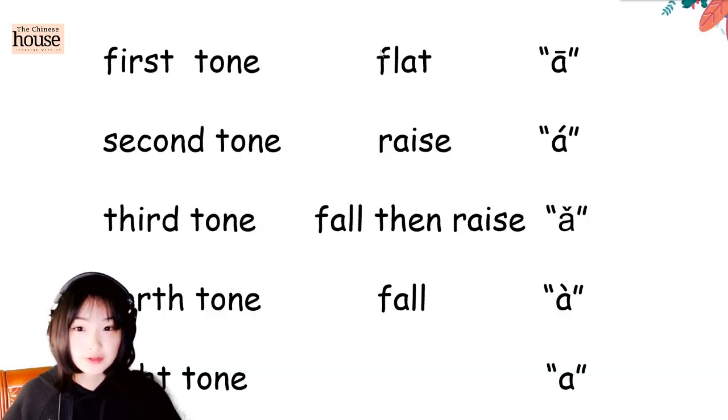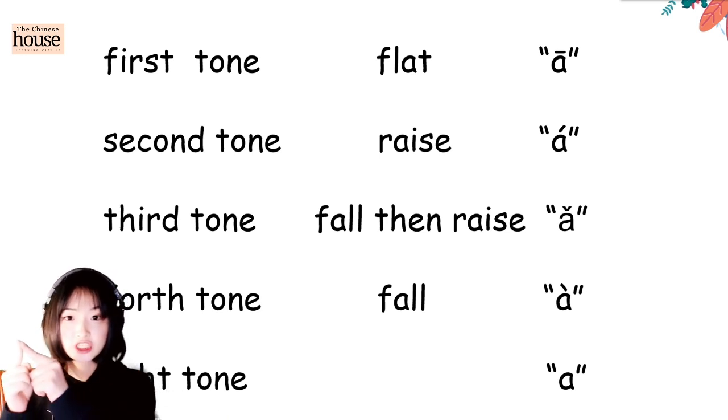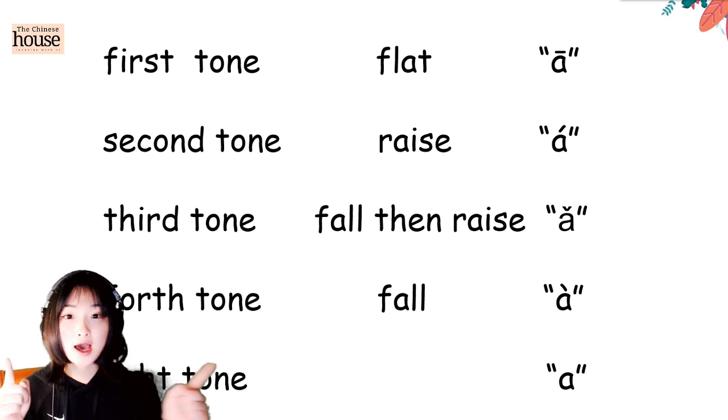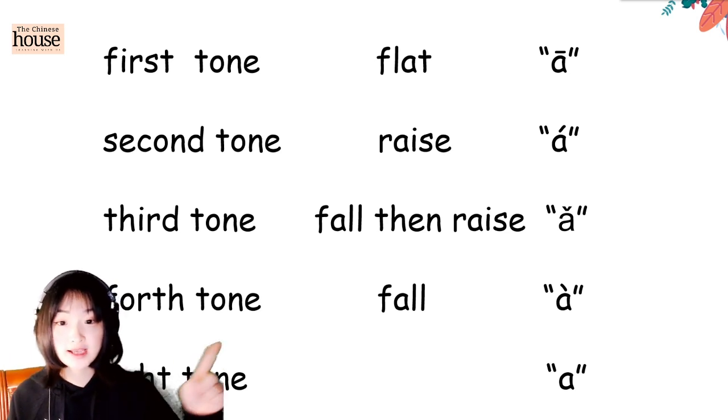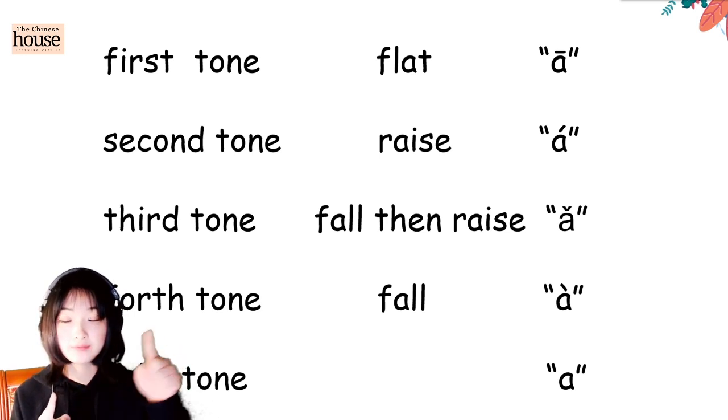First tone, flat. Take a as an example. Don't pronounce it with a changing tone. In Chinese, in the flat tone, it is simply a. Remember, don't change your tone. Just keep on a. And the second tone is the rising tone, and we take a as an example. It goes from low up to high.